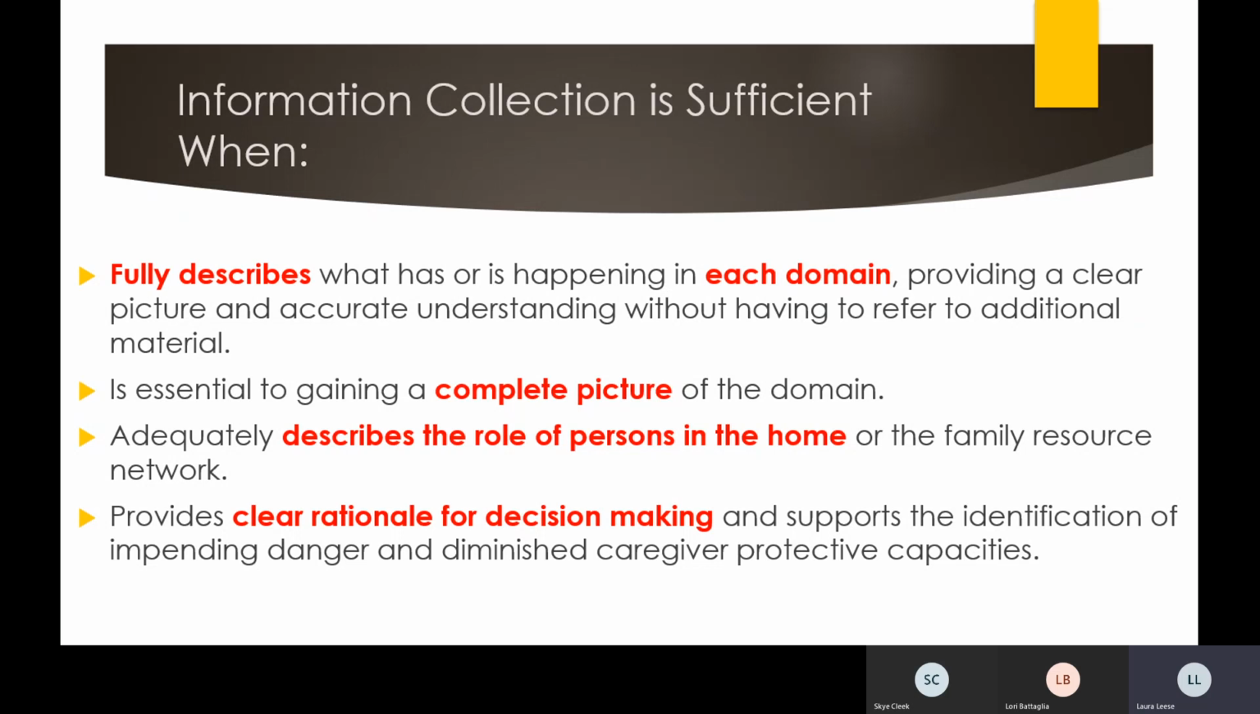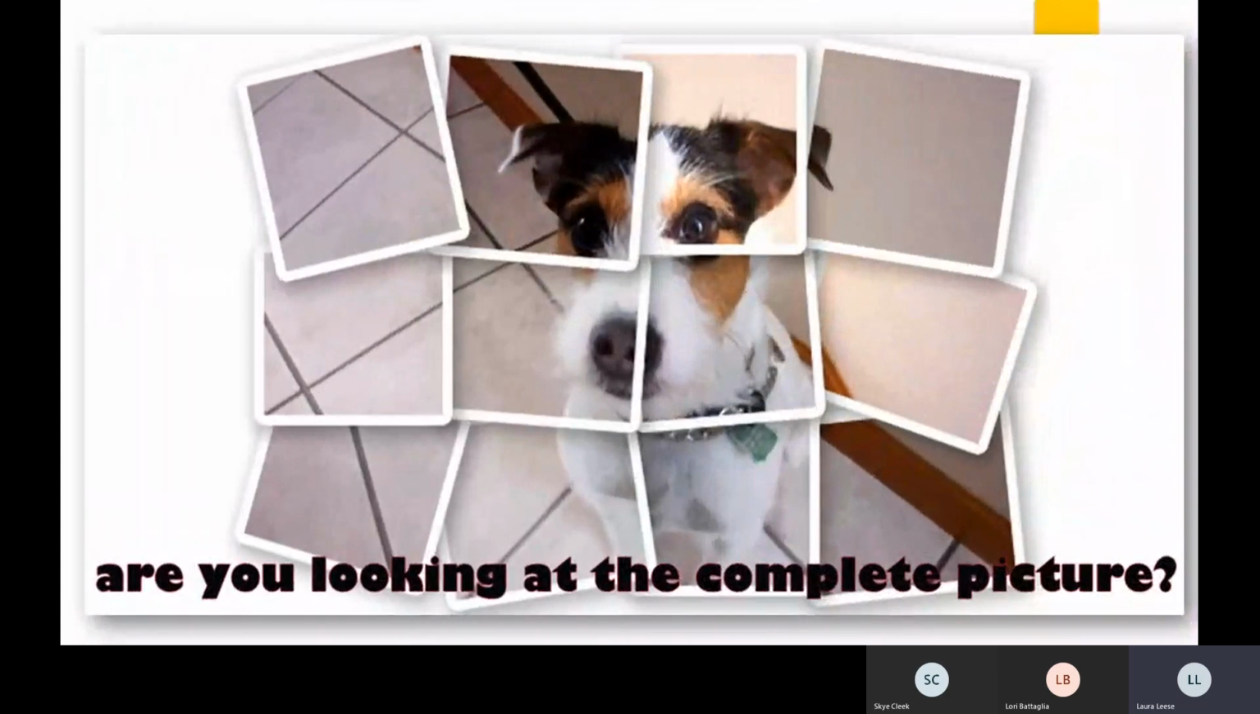Also, it needs to provide a clear rationale for the decisions that we're making with respect to the enhanced protective capacities, the safety plan actions, and all of the other supports that we identify as it relates to the impending danger and the diminished caregiver protective capacities. We need to ensure that everything that's written in there provides a clear rationale for what we're doing for this family. And as you can see now, I do have a clear picture.